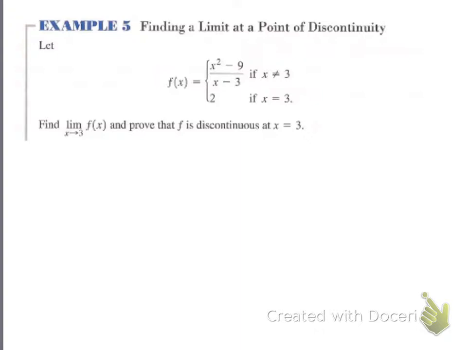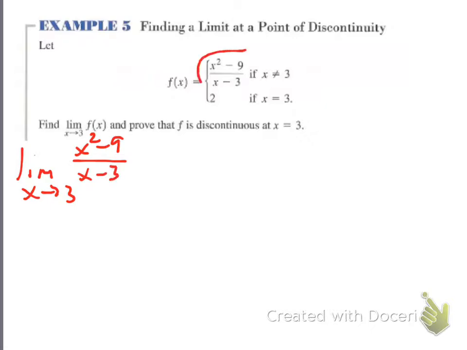Okay? Now, at a point of discontinuity, it says find the limit of f of x as x approaches 3. So, find the limit. Now we're going to do the limit as x approaches 3 of x squared minus 9 over x minus 3.